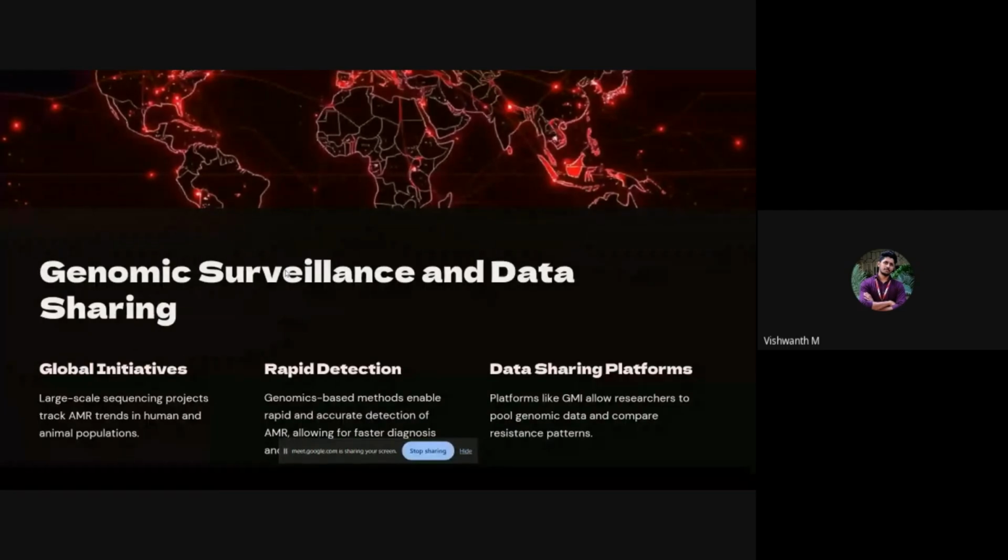In this genomic surveillance, let's look into a real example. During COVID-19, scientists used genetic tools to track how the virus was changing. Similarly, bioinformatics can track resistant germs to stop their spread. Programs like the World Health Organization's Global AMR Surveillance System collect and analyze microorganism data worldwide. It's like having a global weather map, but for microorganisms.